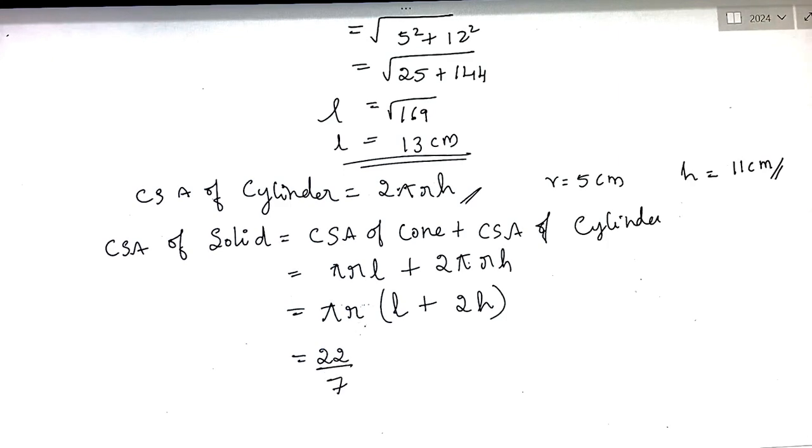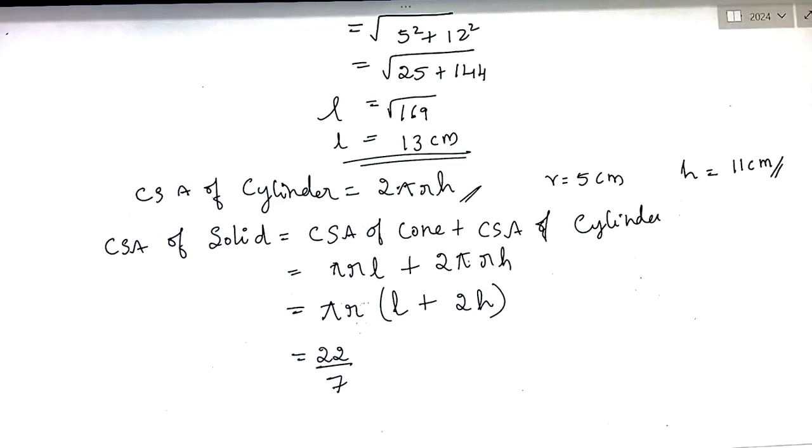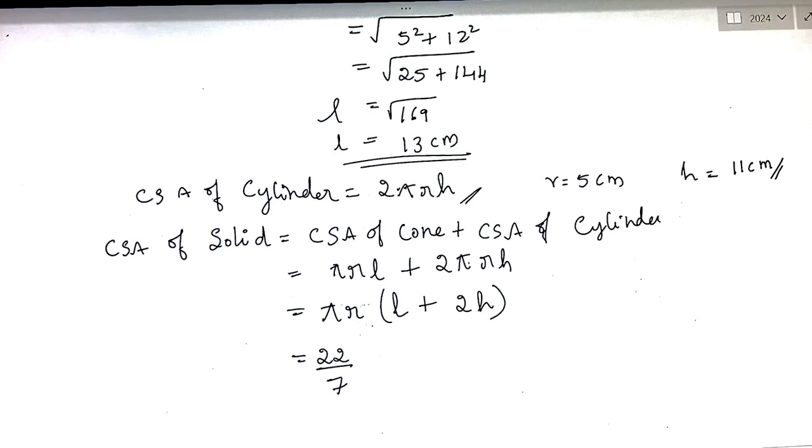Okay, so why did we take pi r as common? Because we know that the radius of the cone and the radius of the cylinder are both the same, so we have taken pi r as common. If the radius of the cylinder and the radius of the cone are different, then we cannot take it as common, so we need to substitute the values separately. Since the radius is the same for both cone and cylinder, we have taken it as common so that it is easy for us to simplify the equation.